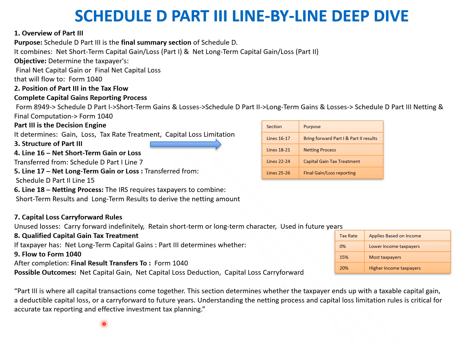So Part 3 is where all the capital transactions come together. This section determines whether the taxpayer ends up with a taxable capital gain, a deductible capital loss, or a carry forward to a future year. Understanding the netting process and the capital loss limitation rule is critical for accurate tax reporting. So we'll move to the next slide.